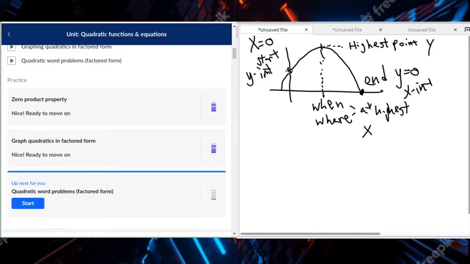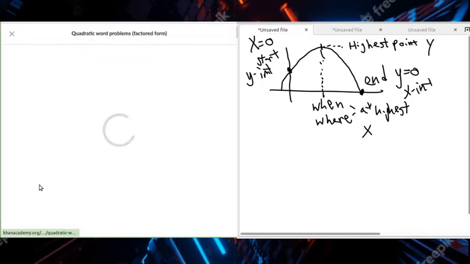Where does it start? Where does it end? How high was it at the highest point, or how low was it at the lowest point? What's its maximum or what's its minimum? And when or where was the maximum or minimum? Those are the 4 kinds of questions you're going to get for quadratic word problems.